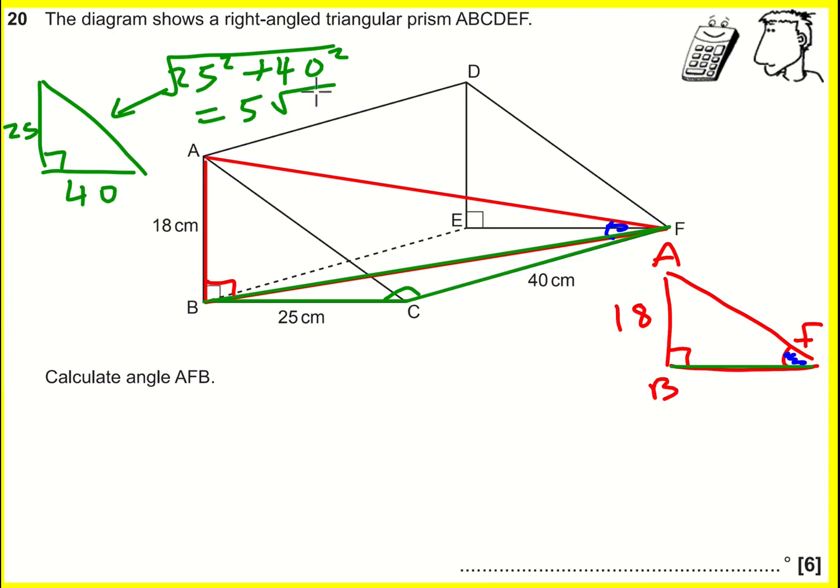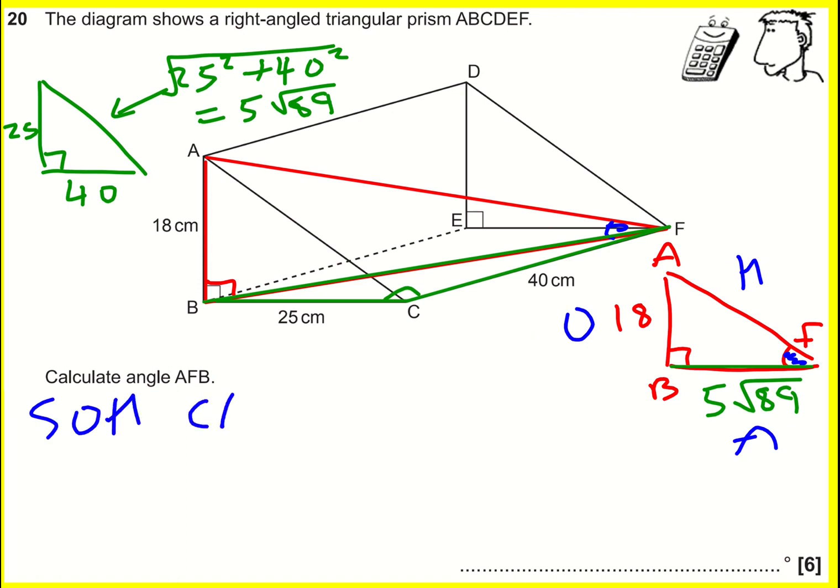I'm going to leave it exact. And that length is here. It's this one here. It's also this here. So this becomes 5 root 89. And we're nearly done. So now I can label my triangle. I've got my hypotenuse. I've got my opposite. I've got my adjacent. I want to work out the angle, so I'm going to use SOHCAHTOA.